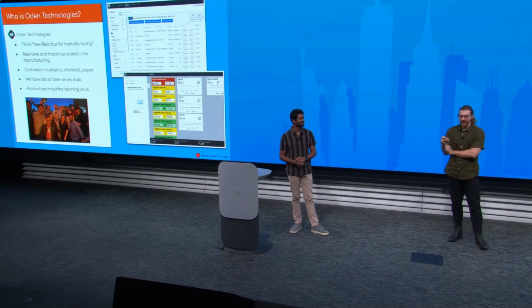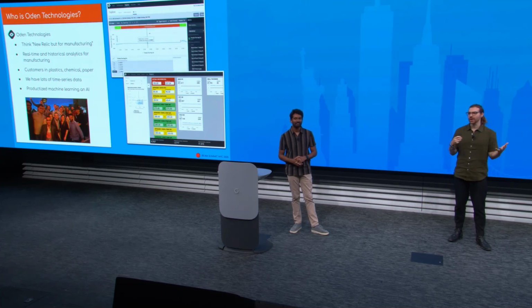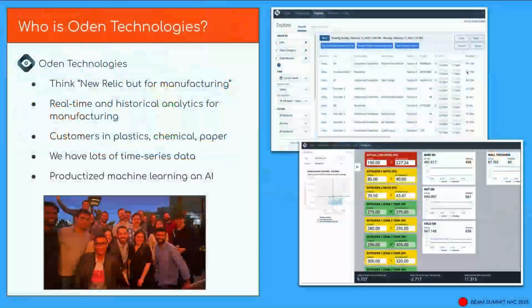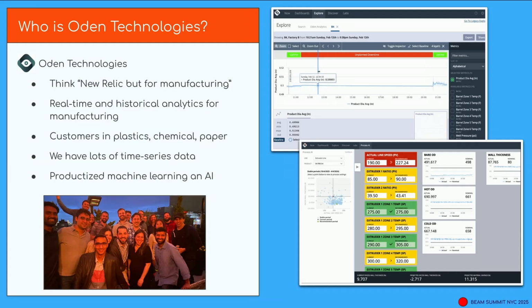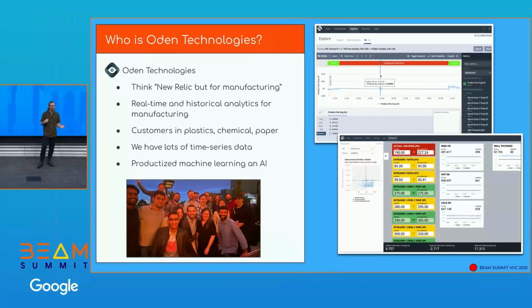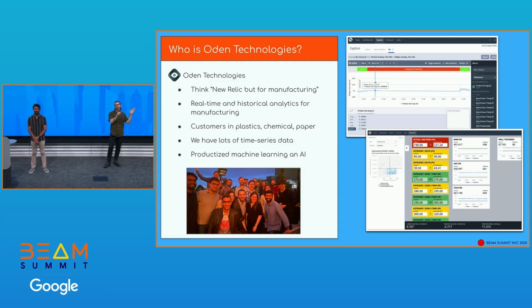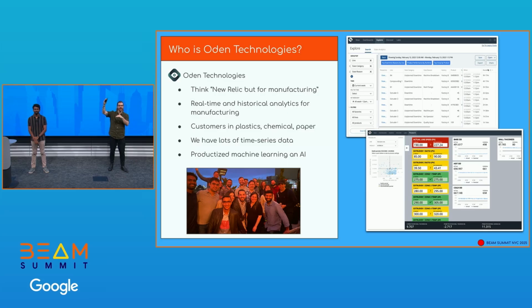So who is Oden? You can think of us similar to, say, New Relic or Datadog or one of these analytics platforms you're used to, but our customers are not developers, our customers are manufacturers, which are actually very similar to developers. They're people who care a lot about making things really well, and so they're really great customers. Most of them are in plastics, chemical, paper, a lot of continuous process stuff. And it just means that we're dealing with a lot of time series data. Over the years, we've moved from being strictly an analytics platform into an analytics platform with a layer of machine learning and AI on top of that.